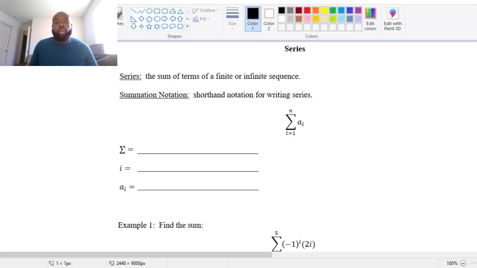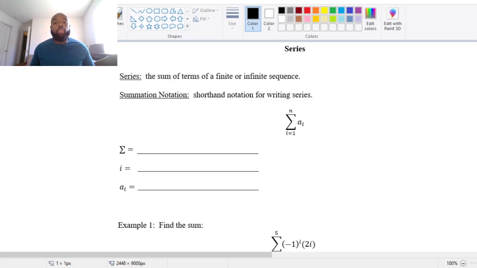In this video, we're going to talk about what we call series. We've already discussed what a sequence is. And basically, a series is the sum of the terms of a finite or an infinite sequence. All we're going to do is add up the terms, figure out what the sum of those terms is, and that will give us what we call our series.